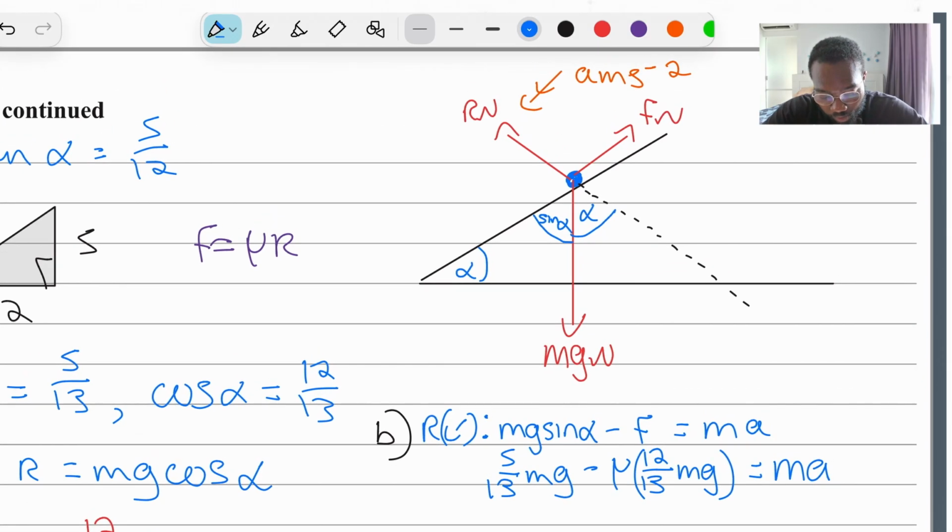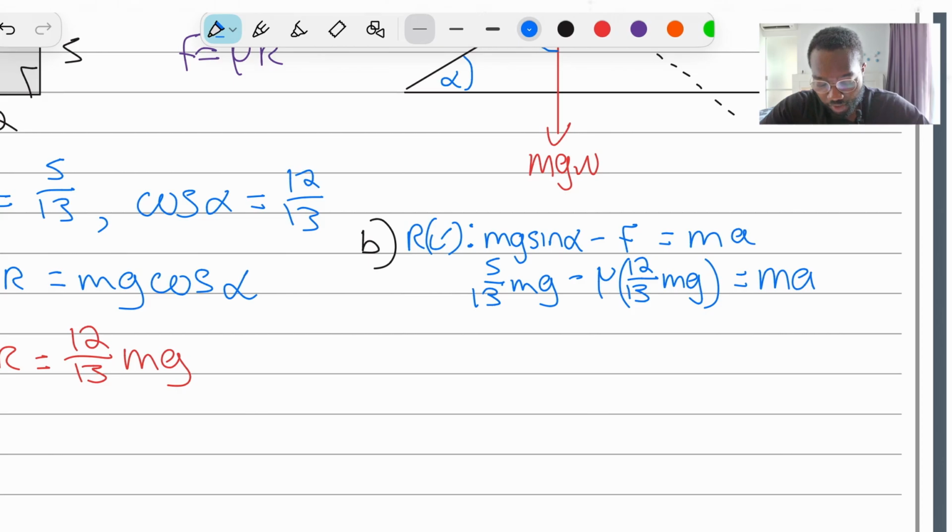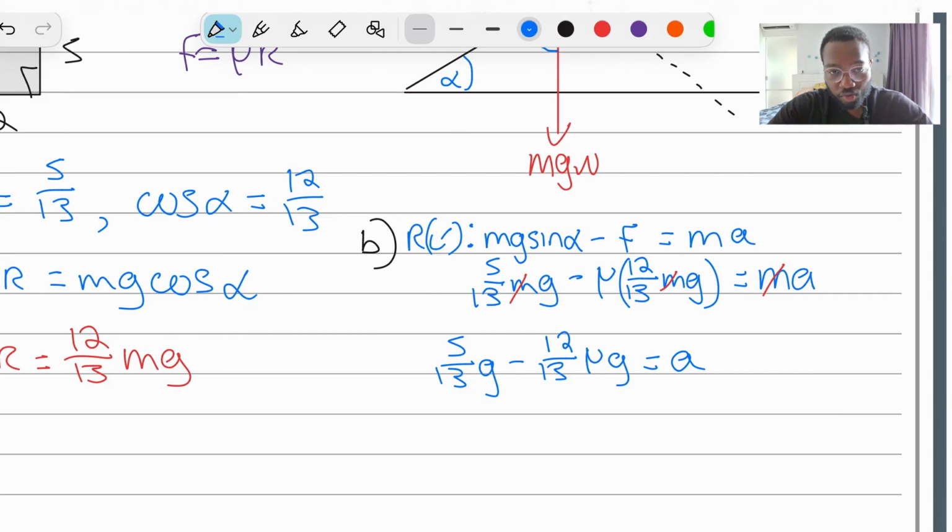Now that we've done all the hard work, we need to rearrange this and get A to be the subject of the formula. Very simple. First things first, we can cancel out all our m's, because m is in every single term. So now we're left with 5 over 13 g minus 12 over 13 mu g, and that's equal to A. So it's taken shape now. We've got an expression for A, and now we just need to put it into the exact form we want.